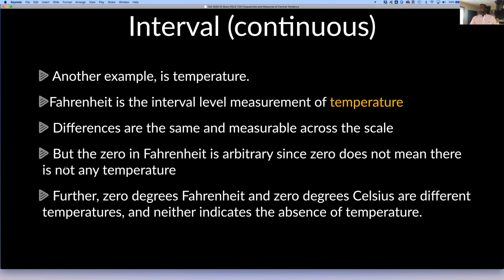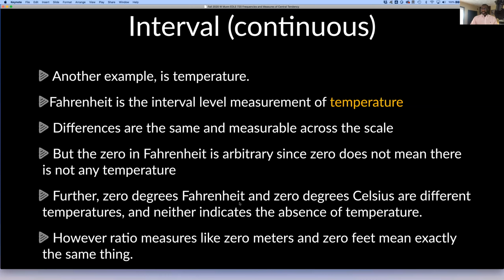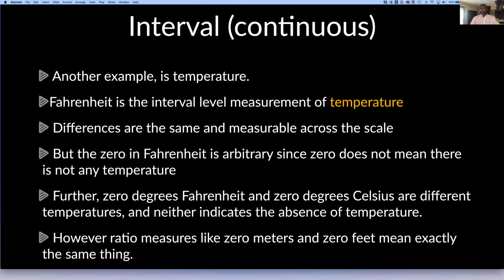But the 0 in Fahrenheit is arbitrary, since 0 doesn't mean there's no temperature. Further, 0 degrees in Fahrenheit and 0 degrees in Celsius are different temperatures, and neither indicates the absence of any temperature. However, ratio measures like 0 meters or 0 feet mean exactly the same thing. There's no height there.